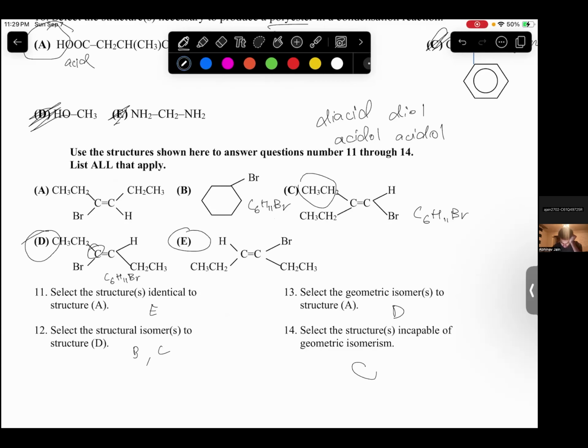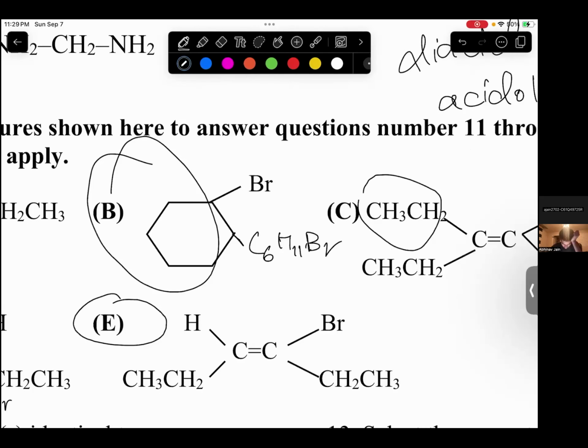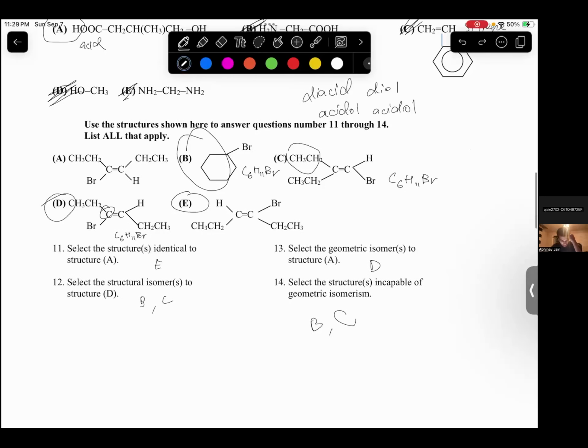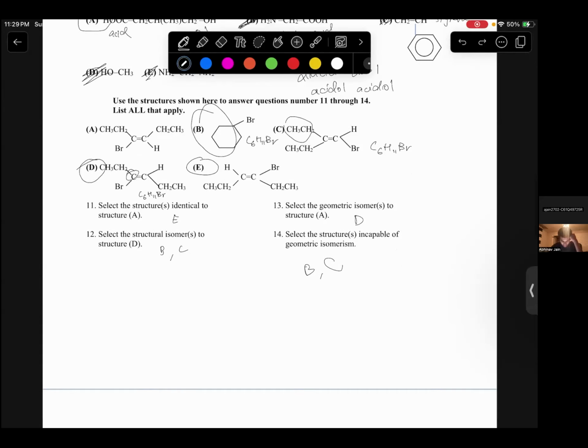And then B can have cis-trans isomerism technically, because the bromine atom can be either above the ring or below the ring. It's not really possible to have cis-trans isomerism for B, so it really should be B and C. The answer does say B and C. B and C are both not possible because again, these are two hydrogens coming off this carbon, and we have two equivalent groups. That means you can't have cis-trans isomerism. So the answer is B and C. All the other ones have non-equivalent groups on both carbons, so you can have cis-trans isomerism.